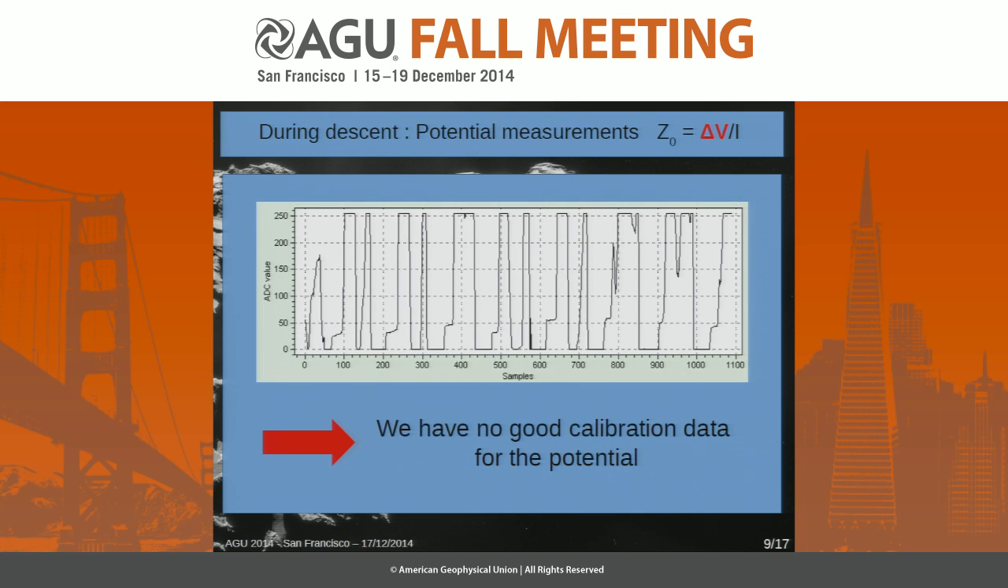So like I said, we need the calibration measurements. But what happened is, during descent, this is an example of a potential measurement, and as you can see, it is completely saturated. So we have no good calibration data for potential. And this is a big handicap for us because it really makes understanding our data much more difficult.